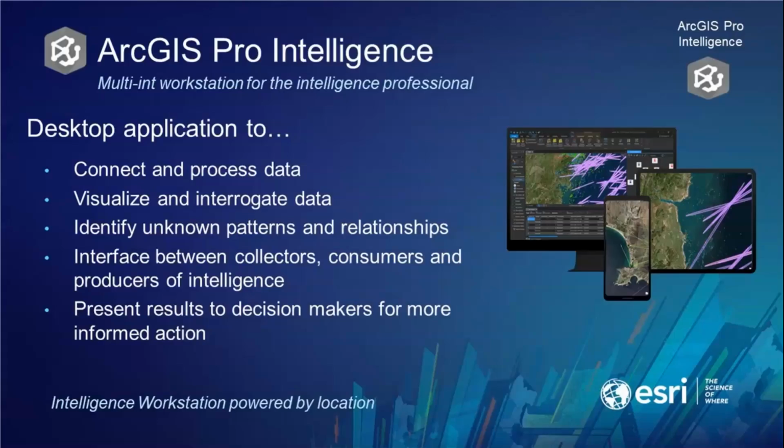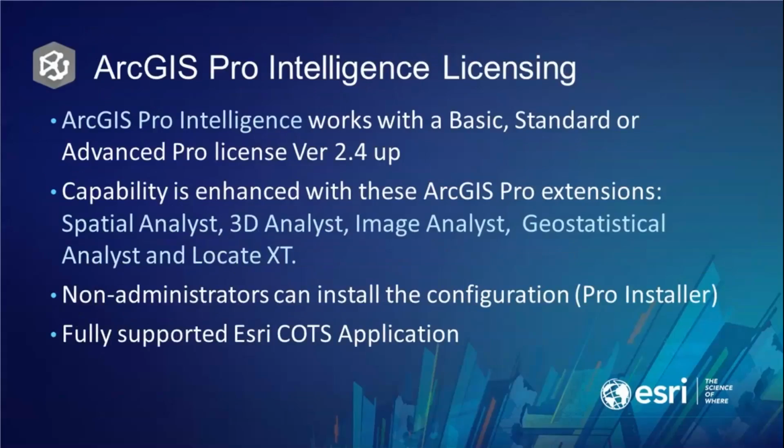So let's look at some of the licensing requirements. Pro Intelligence will work with a basic, standard, or advanced version of ArcGIS Pro, at version 2.4 and up. Its capability will be enhanced if you have the following extensions: Spatial Analyst, 3D Analyst, Image Analyst, Geostatistical Analyst, and LocateXT, as shown in the demo by Brian. If you go to the product pages on solutions.arcgis.com and look at ArcGIS Pro Intelligence, it will give you the tools that you get for each extension.